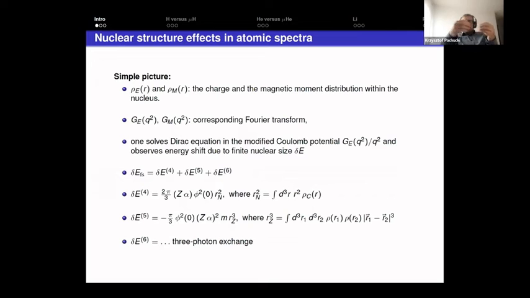the nucleus has a finite charge distribution, which is described by this rho E, and also a finite magnetic distribution. This finite electric charge distribution affects the Coulomb interaction. The nucleus is no longer a point-like particle, so the Coulomb interaction is changed by this additional factor GE, which is a Fourier transform of this charge distribution in coordinate space.